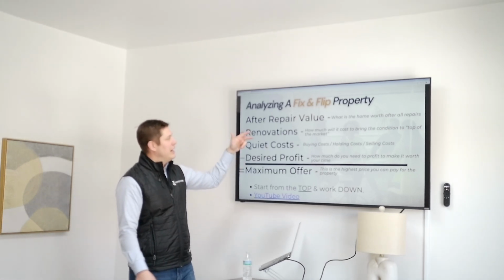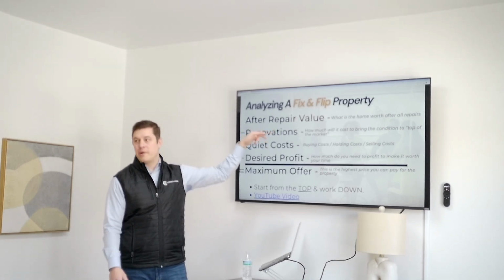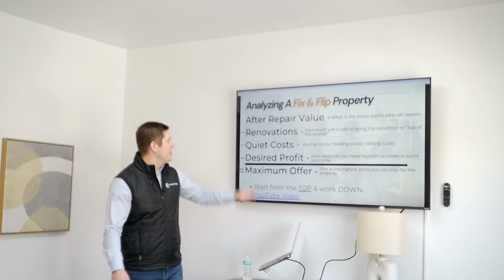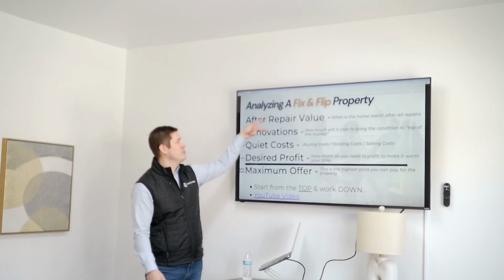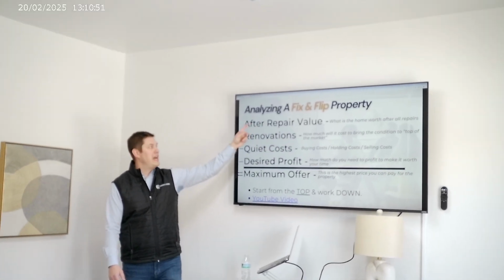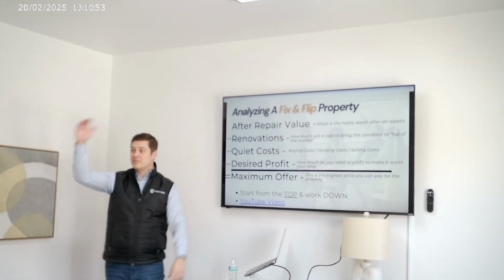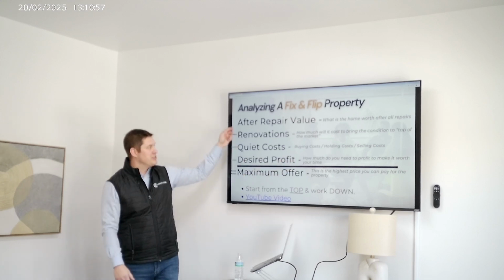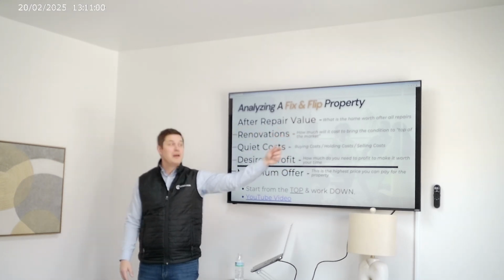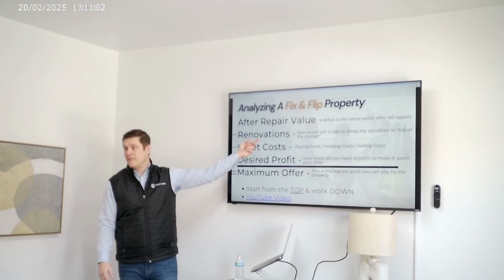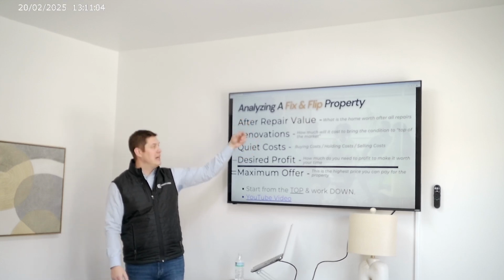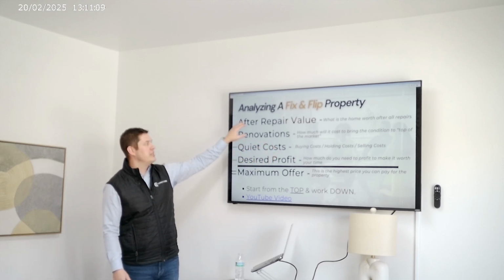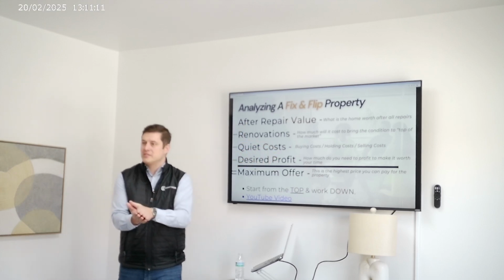So ARV, after repair value. This is the price. This is how much the home is worth after I put this much money in it. Now these two are together. You can't do an ARV of top market, but only do middle of the market repairs, right? So you have to make sure, if I'm comping houses that have granite, my house better have granite in it, right? If I'm comping houses that have a 2-car garage, I can't convert that garage, right? So your renovations and your ARV have to be together, side by side.